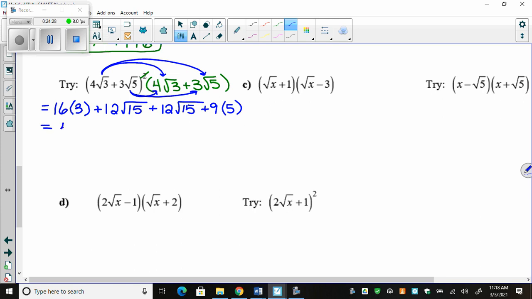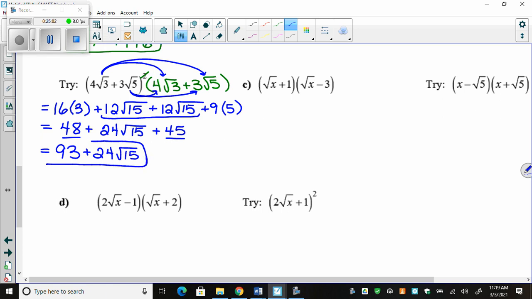16 times 3 is 48. Plus 12 root 15 plus 12 root 15, I can put them together because they have the same radicands, right? So 24 root 15. And then 9 times 5 is 45. And then these are like terms. I can put them together. 45 plus 45 is 90 plus 3 more is 93. And I don't have to state any restrictions because there still were no variables here, right?